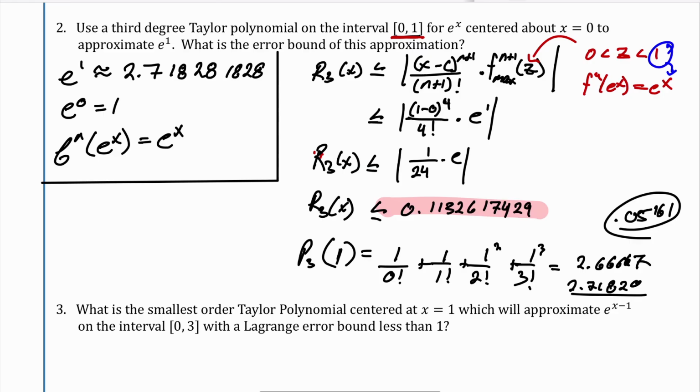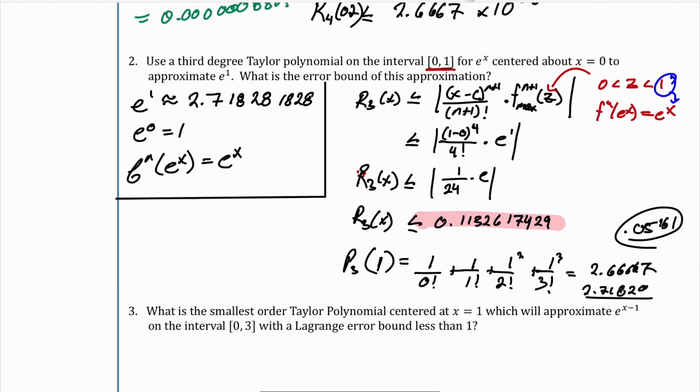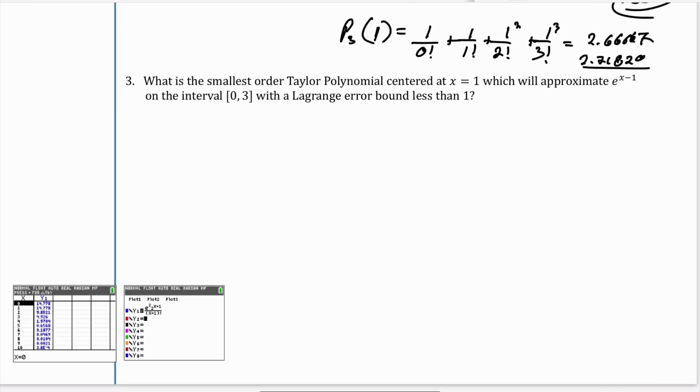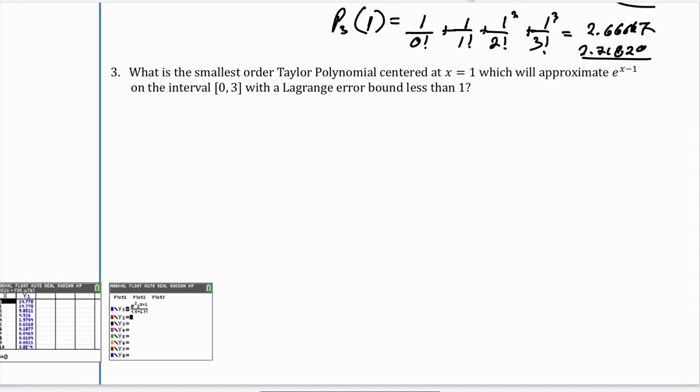This should be a 1, because we're estimating 1, and that's what we did. Okay, now let's spend some time on this. A typical question you'll see is, what's the smallest order? What's the least amount of terms you need to use for a Taylor polynomial centered at x equals 1 that's going to approximate e to the x minus 1?